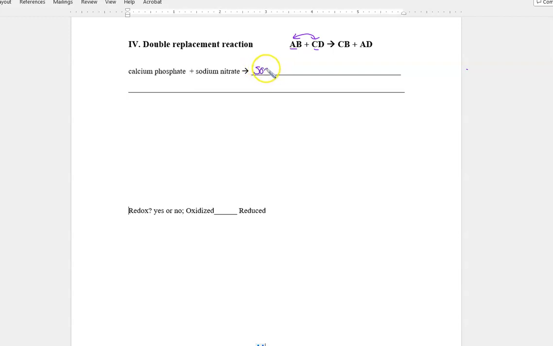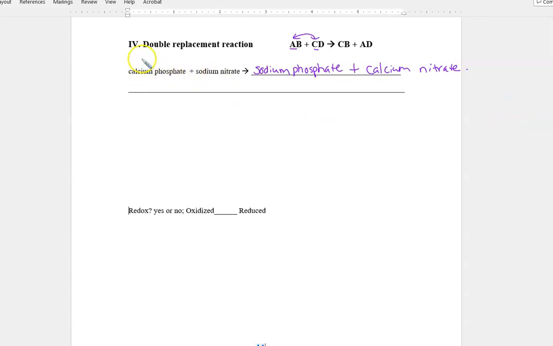I'm going to put sodium first. It doesn't matter. But what matters is sodium is not going to stay with nitrate. Sodium is now going to be with phosphate. Okay? And then plus calcium. Calcium was with phosphate, so calcium is now with nitrate. Okay, so double replacement, just switch those front guys is all I did.